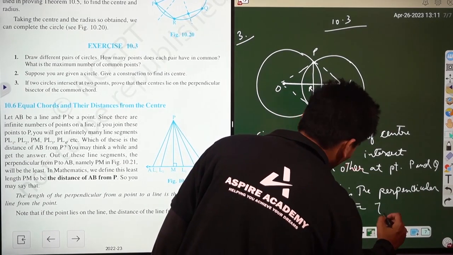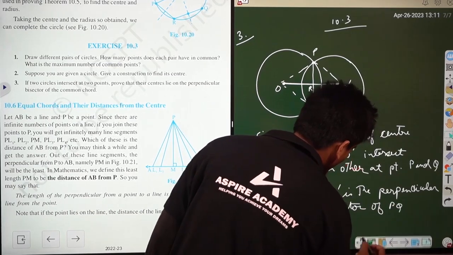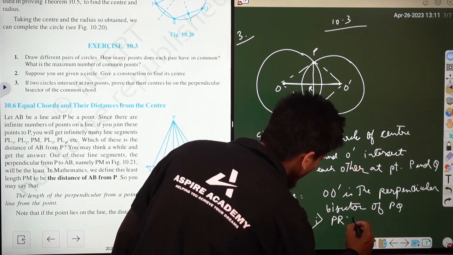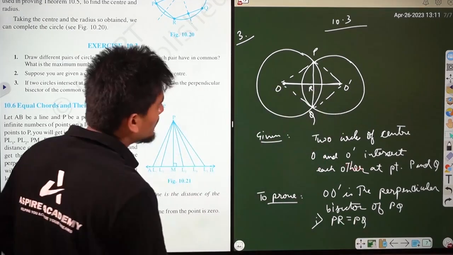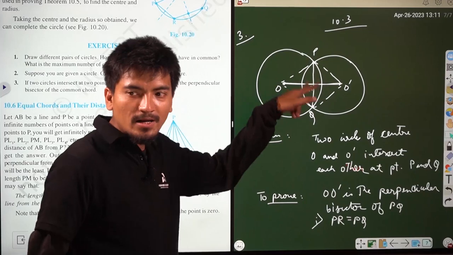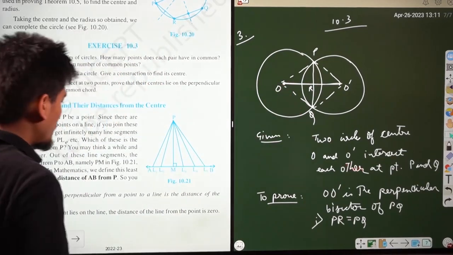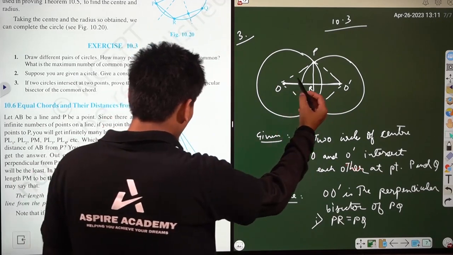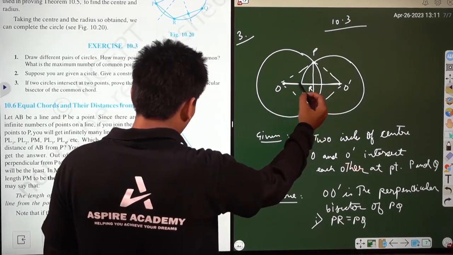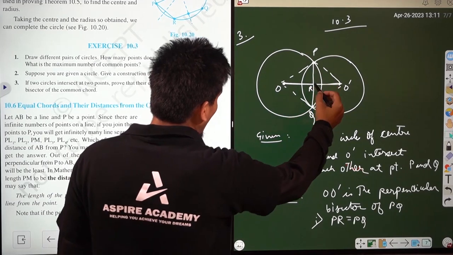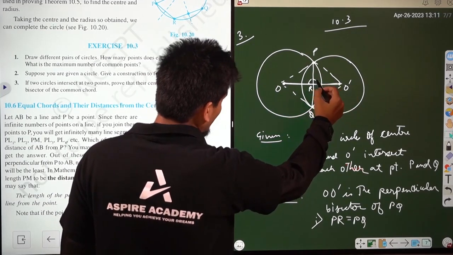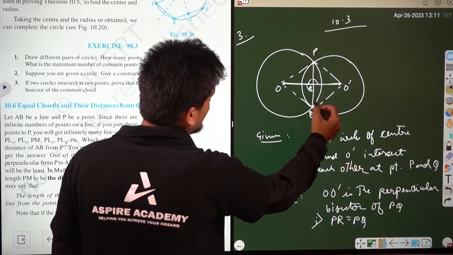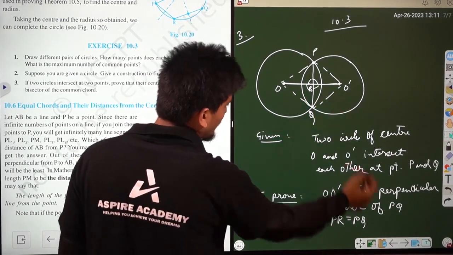Okay, of PQ. So, number 1, PR is equal to PQ. First of all, we need to prove that this part PR is equal to PQ. And next, we have to prove that angle PRO is equal to angle PRO dash. That means this angle is equal to this angle, and QRO, this angle is equal to QRO dash.